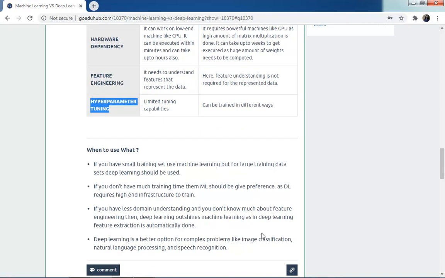So basically, when you have a small data set, you should go with machine learning. And when you have complex problems like image classification, natural language processing, speech recognition, then you should go with deep learning. And if you don't have much training time, then you should go with machine learning. Deep learning requires high-end infrastructure to train.